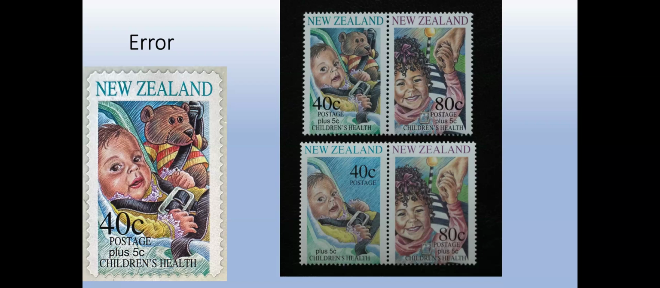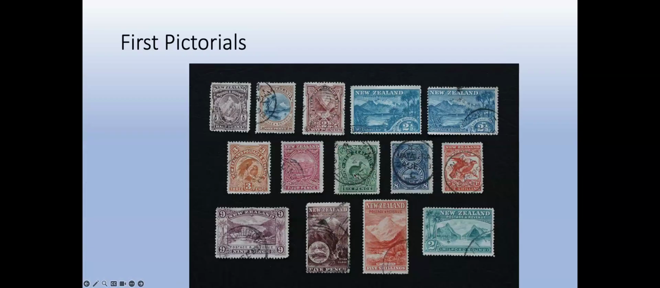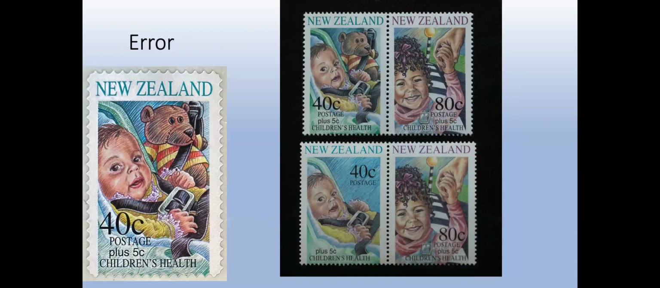So these stamps were issued and then recalled, and if you look at the stamp here, the teddy bear has disappeared. They were issued in both self-adhesive form, as on the left, and on the right in gummed form. So the teddy bear disappeared, sorry to say.